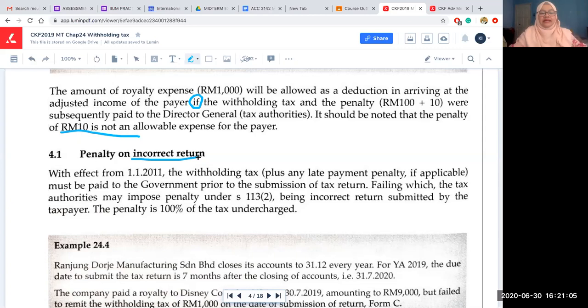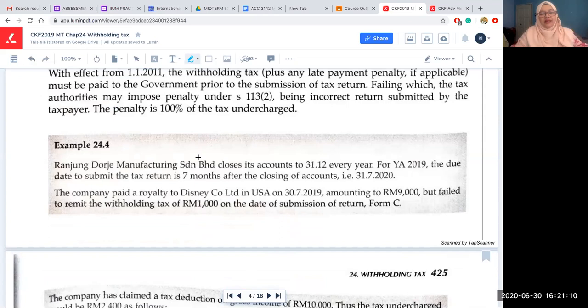Ranjung George Sendirian Berhad closes its accounts on 31st of December 2019. The due date to submit the return form is 31st of July 2020. The company paid royalty to Disney Company Limited. When you see Company Limited, you know that it's a non-resident person. The company made payment of royalty in 2019 amounting to 9,000, just a small amount, but failed to remit the withholding tax of 1,000 by the date of submission of the return form.